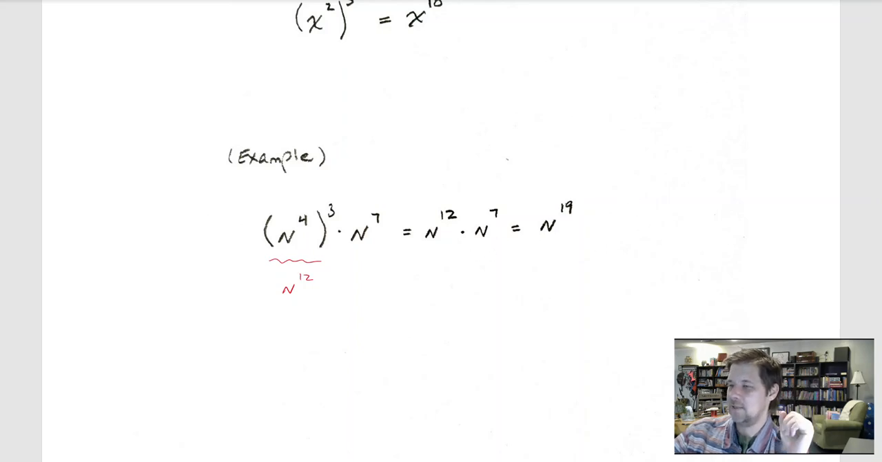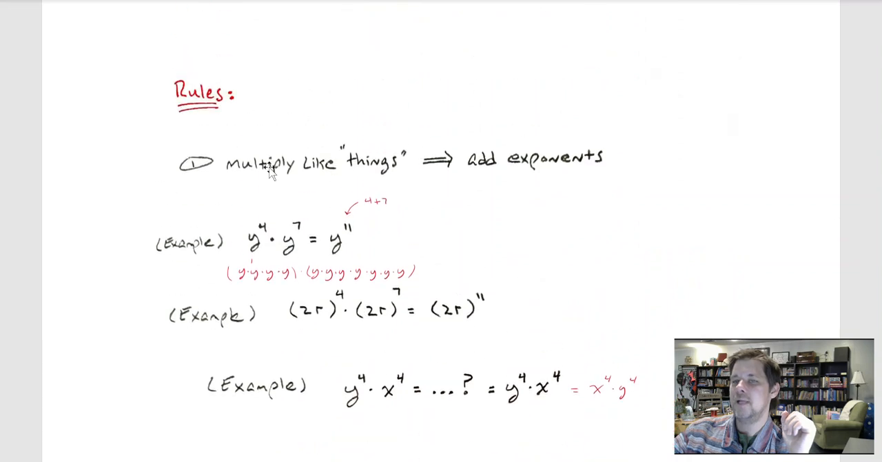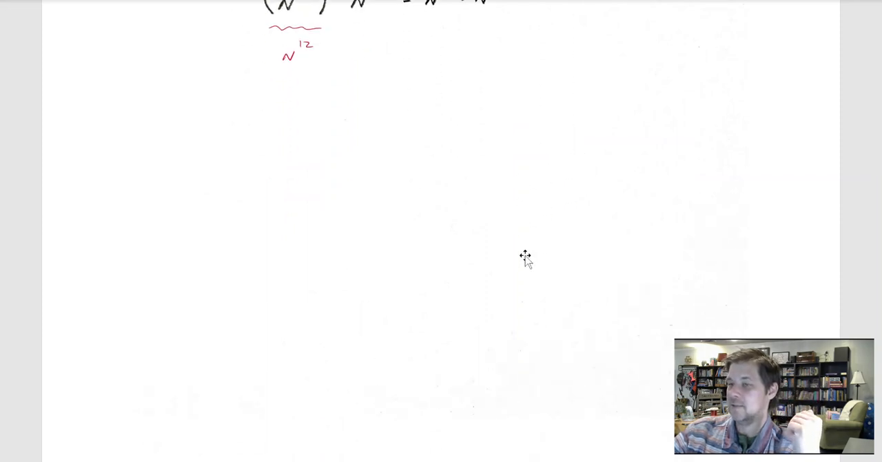What do we say when we multiply like things? If we multiply things and the bases match, then we add the exponents. So with that thinking on this one, I would say, all right, those are like bases, n to a power times n to another power. I just add the powers together. That's what you do when you multiply like things like that. That's how I get n to the 19th power.